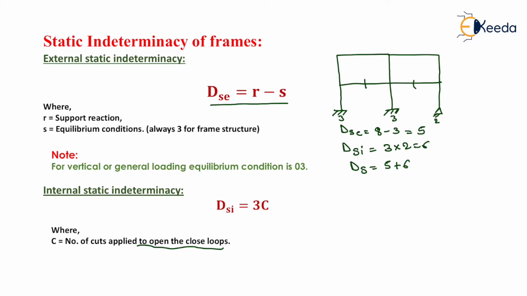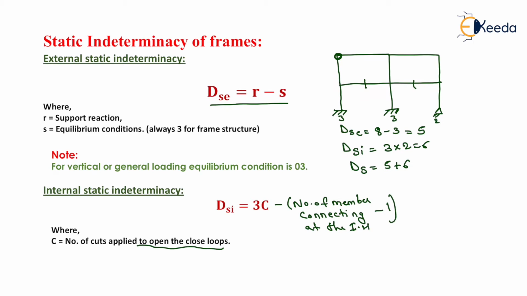Now if in a structure any internal hinge is present, we need to compute the internal static indeterminacy for this frame differently. Now we need to subtract from this 3c the number of members connecting at the internal hinge minus 1.